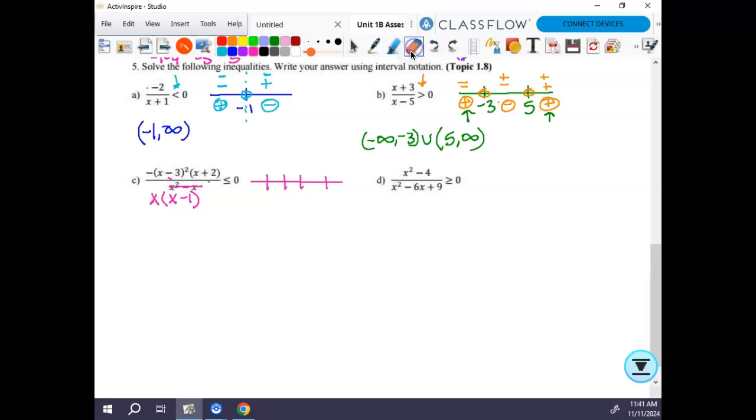And actually, I'm going to make that a little bit bigger. I'll spread them out a little bit better. And 1, 2, 3, 4. And see, I have a -2, 0, 1, and 3. My asymptotes, which are at 0 and 1, are open. The zeros, because of this, are closed.